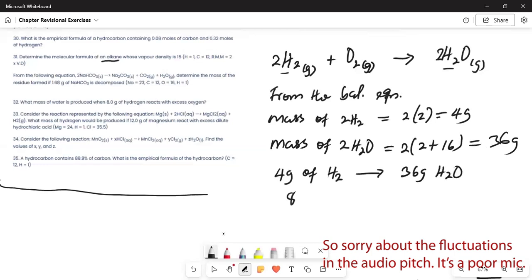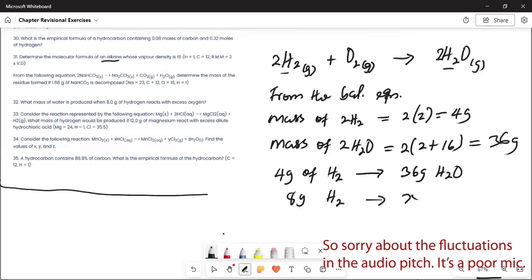According to the question, what mass is produced when 8 grams of hydrogen react? So 8 grams of hydrogen, let it produce X. By proportion, X equals cross multiply divided by 4, which is 2 times 36, 72 grams.